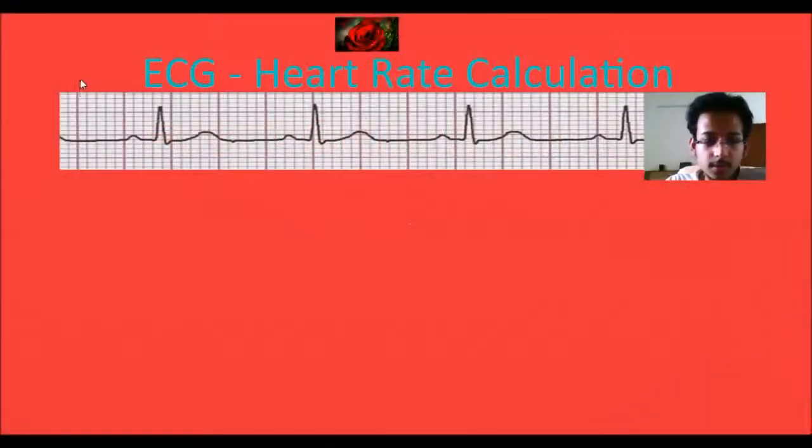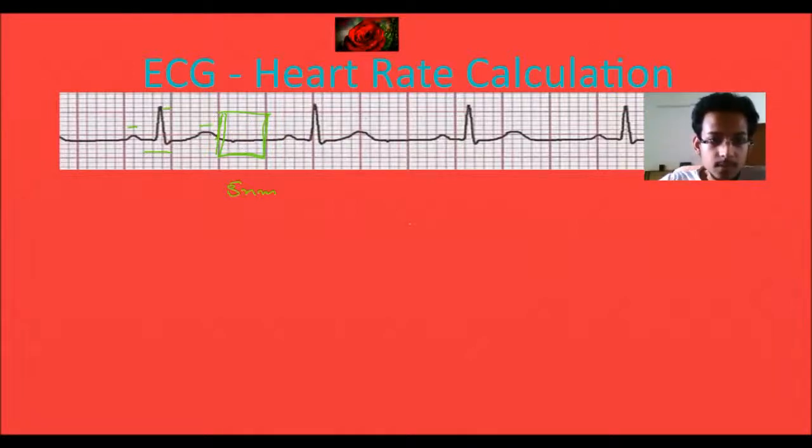Hey, today I'm going to let you know the exact calculation of heart rate from the ECG strip. As a quick introduction, it's QRS complex, P wave, T wave, and to let you know about the big squares, one big square measures 5 mm and contains 25 small squares within.